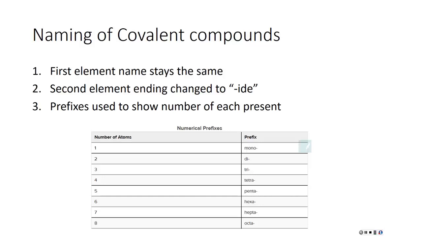Okay, the next one, KCl, is that going to be ionic or covalent? Ionic, right? It's a metal and a nonmetal. And the name of this one is going to be potassium chloride. Potassium chloride.